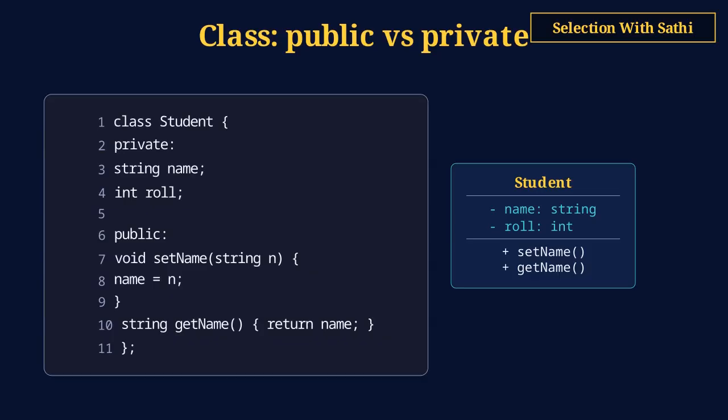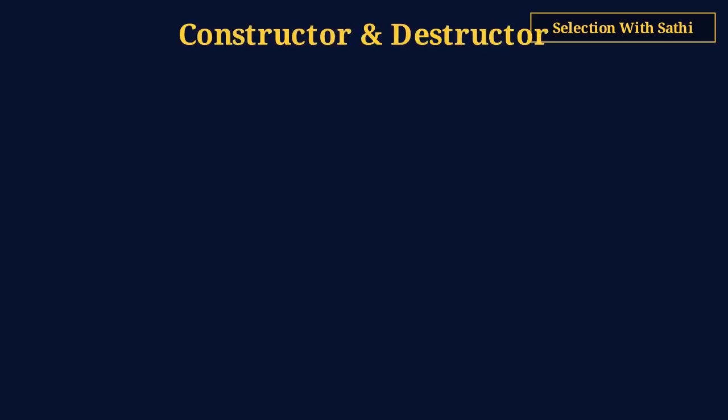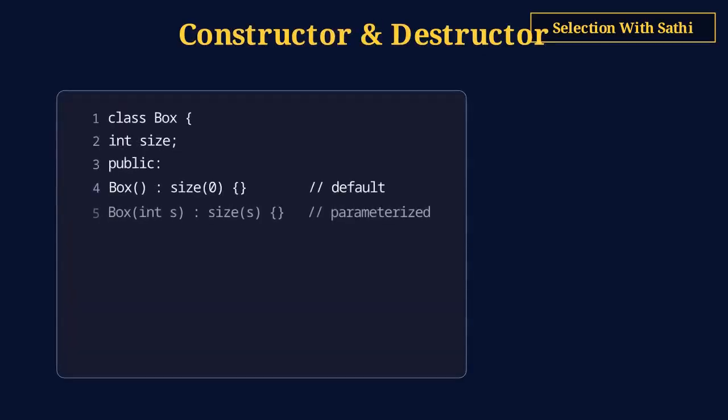Fun fact: the only difference between class and struct in C++ is that class defaults to private access, while struct defaults to public. Second concept: constructors and destructors.